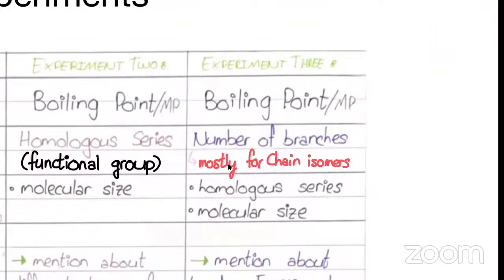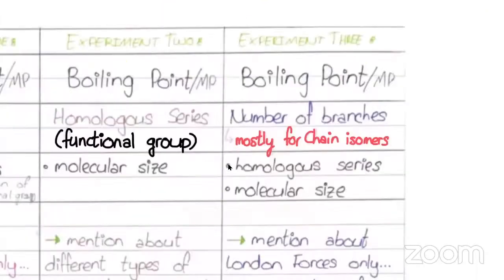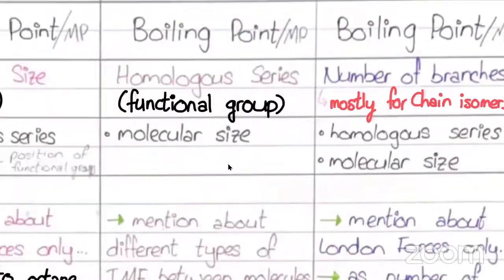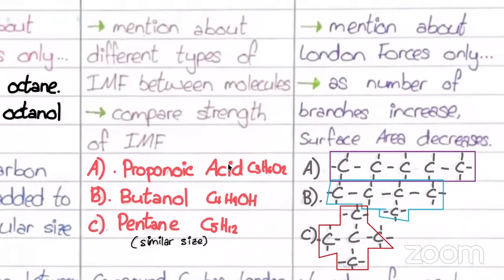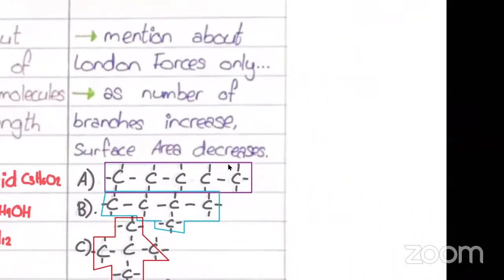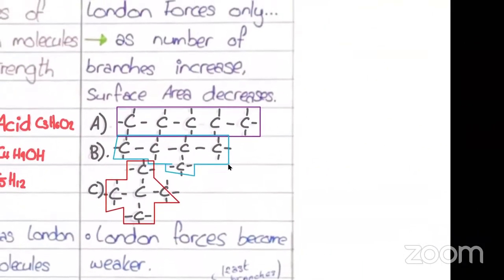Let's look at experiment 3. Again, dependent is boiling point and melting point. Independent is the number of branches. So now we're changing number of branches. So we're basically working between chain isomers. The controlled variable is the homologous series. So we're keeping the homologous series the same, and molecular size. So in this case, we're not changing molecular size. Okay, they were physically similar. So let's look at what we're comparing.